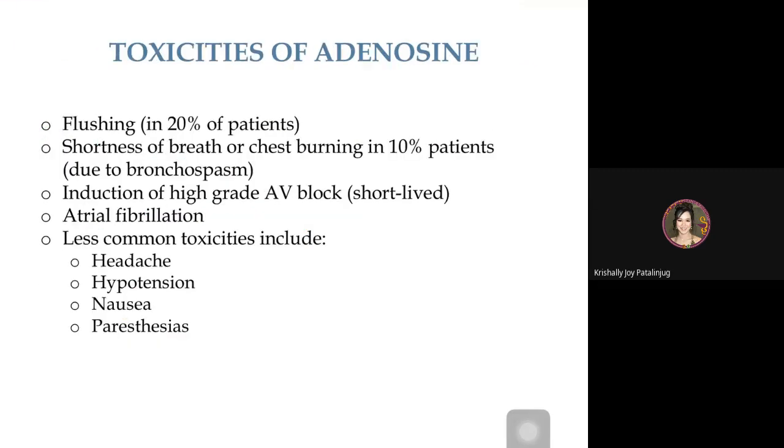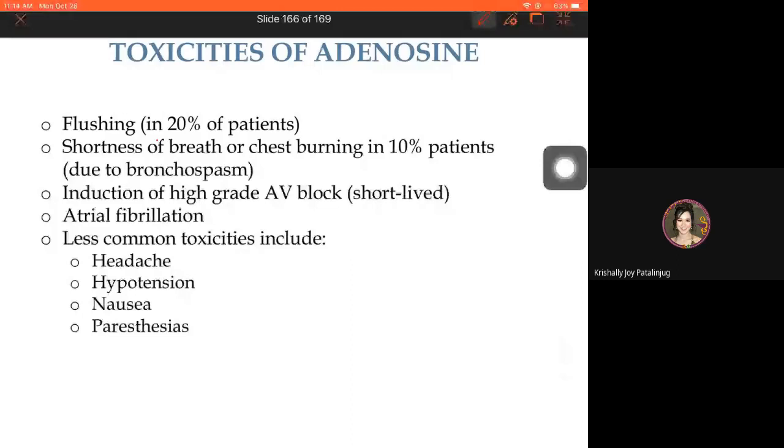Next, for the toxicities of adenosine, we have flushing. This occurs in 20% of the patients. So flushing or redness may occur. And then there could be shortness of breath. Okay, shortness of breath due to bronchospasm. Okay, bakit? Bakit nagkakaroon ng shortness of breath or due to bronchospasm?